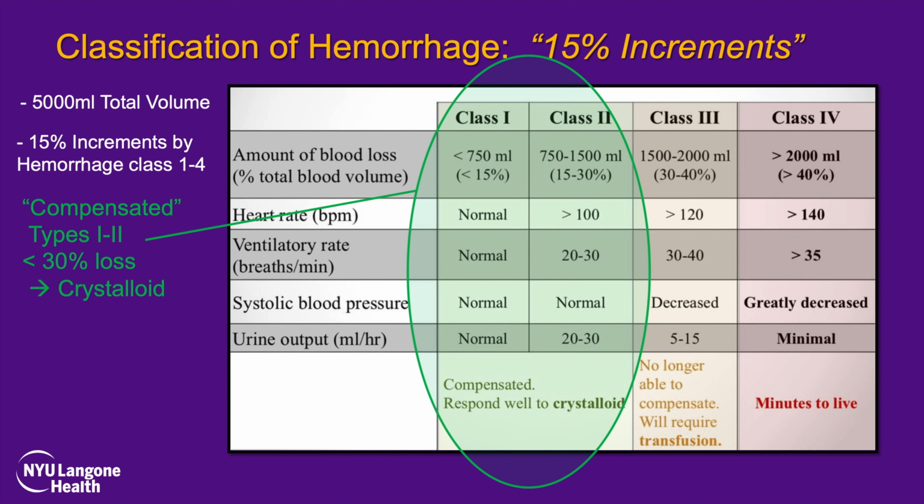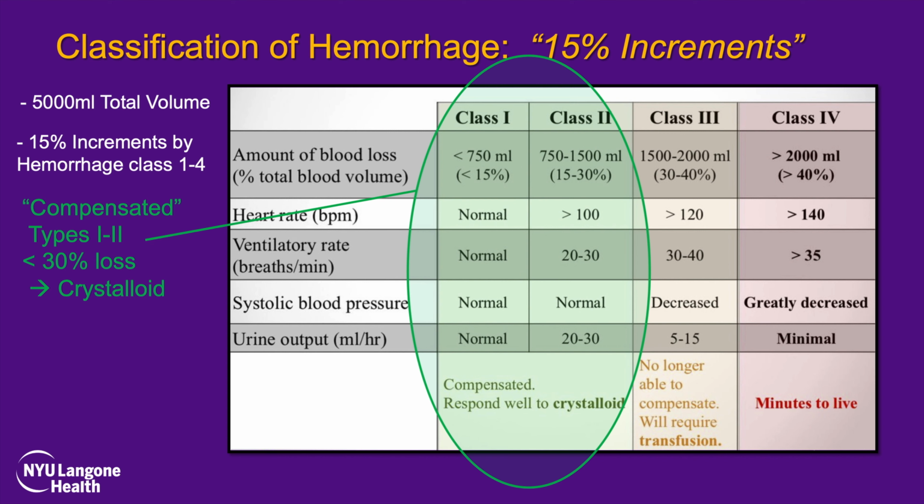You have your compensated shock, class 1 and 2, where the blood pressure is essentially maintained. It's a normal blood pressure. Your ventilatory rate may go up a bit, your heart rate may go up a bit, and your urine output might drop off, but your blood pressure essentially maintains the same. And this is up to 30% of blood loss. Right? You have 15 plus 15, 30% blood loss. Compensated shock is treated with crystalloid, and people will respond to that. They can make that blood volume back up.